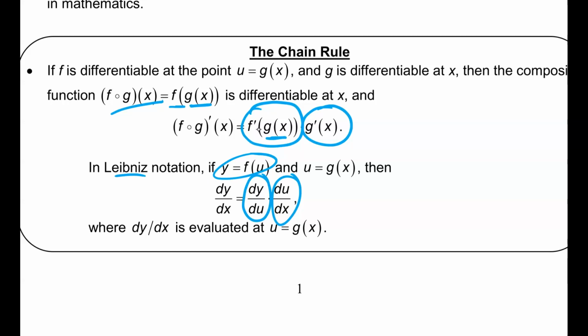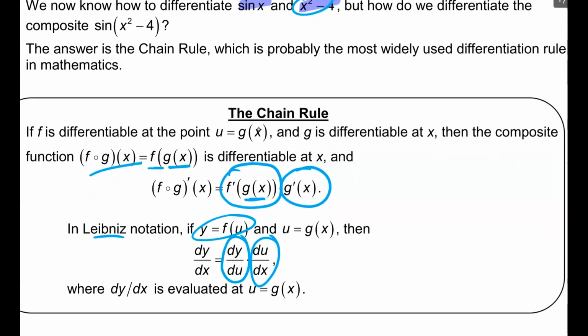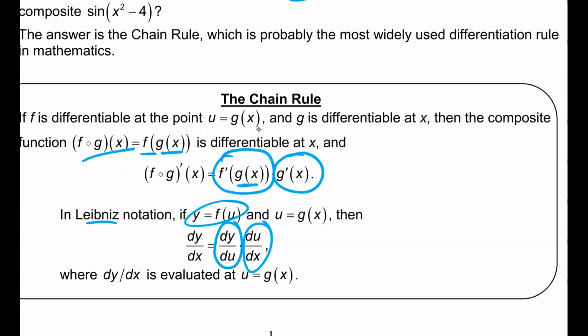So notice that dy/dx is literally the derivative of the outside times the derivative of the inside. So if I had something like, let's do an example, sine of x squared minus 4. I'm going to let u equal x squared minus 4. That way, now I'm just taking sine of u. And we know the derivative of sine of u is cosine of u.